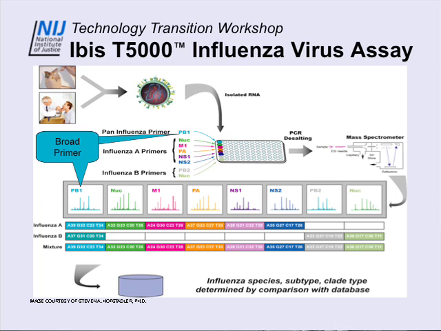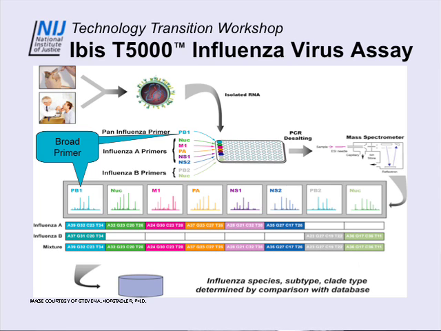So this is what the assay looks like. This is an 8-primer assay. It's one column on a 96-well plate. We've got primers targeted, one to this PB1 gene, which is present in all flu. All influenza A, flu B, flu C have this gene.